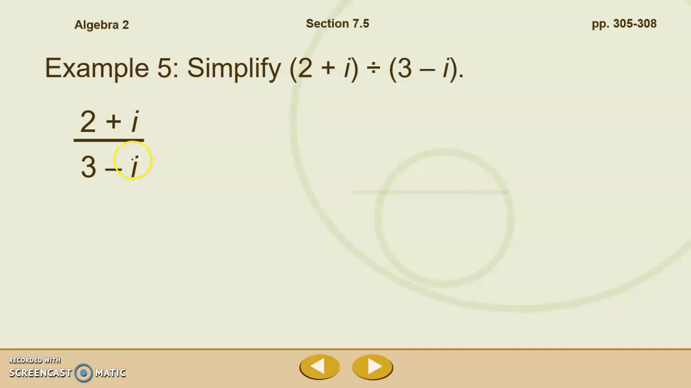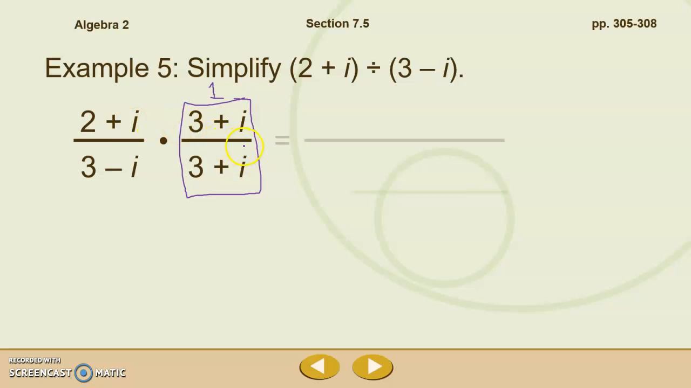Now we see this i down here at the bottom, so we know that we're going to multiply by the conjugate of whatever our denominator is. We need to rationalize the denominator. And the conjugate of 3 minus i is 3 plus i. Whatever we multiply the bottom by, we also do to the top, because anything over itself is 1, and we are multiplying by 1 so that we don't change the original value, just changing the form.